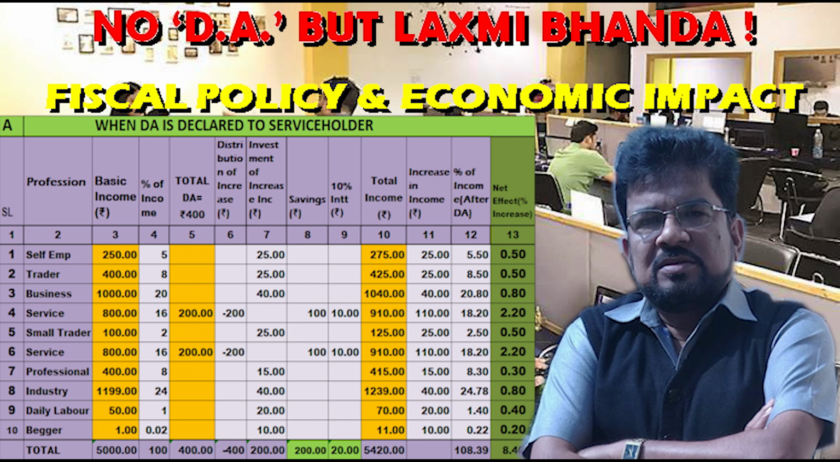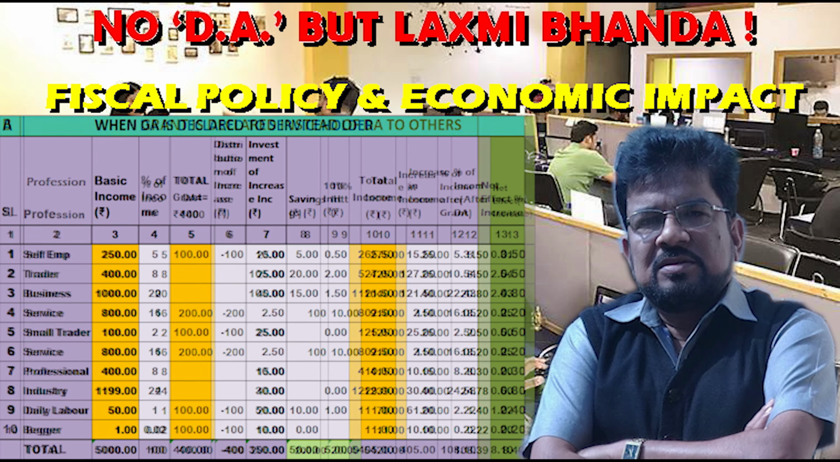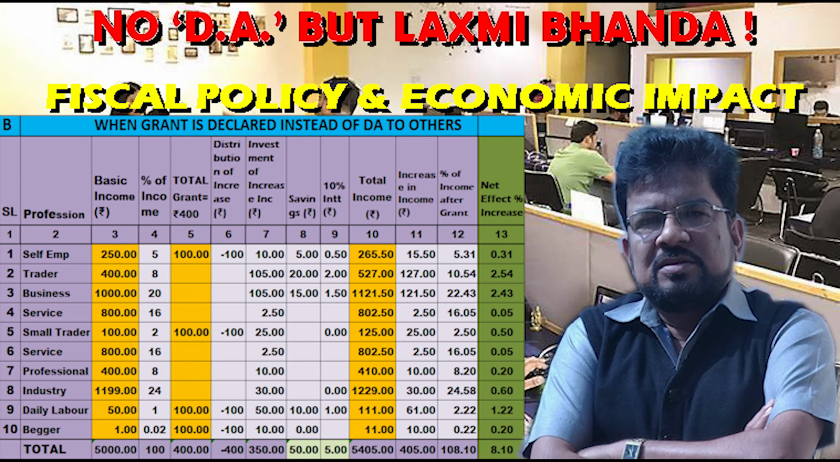It is also one of those calculations. It may also happen, may not happen, but may happen also. Therefore, we have discussed in this point only. You remember the picture. Now I will discuss the declaration of grant instead of DA to the others.